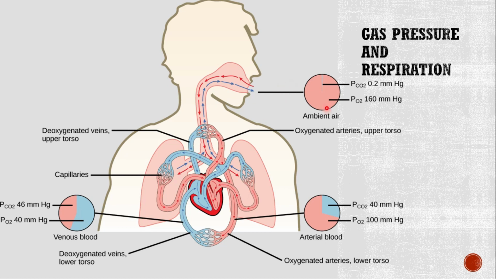That's the reason, if we look at the partial pressure of different individual gases, the partial pressure of carbon dioxide is at a very low limit in ambient air, while that of oxygen is 160 millimeters of mercury. As the air reaches the capillaries, the partial pressure of oxygen decreases as oxygen is utilized, down to 100 millimeters of mercury, while that of carbon dioxide starts increasing, to 40 millimeters of mercury.